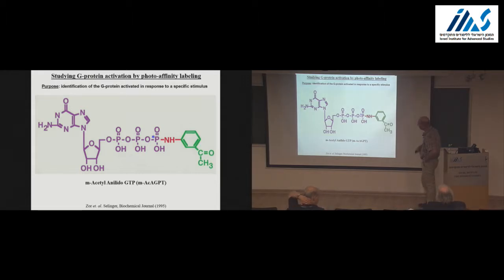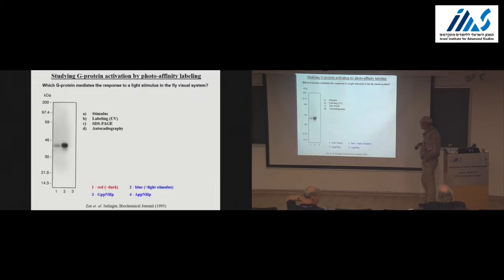So this is the name that we call this molecule, and I will just show you the best example that we have, that we published, and it is in the visual system of the fly. So in the visual system, well, as you know, in vertebrates, it's transducin. It was already very well known. But in the fly system, the signaling is different, and it's not transducin. It was suspected that it is a Gq protein, which is downstream to rhodopsin.